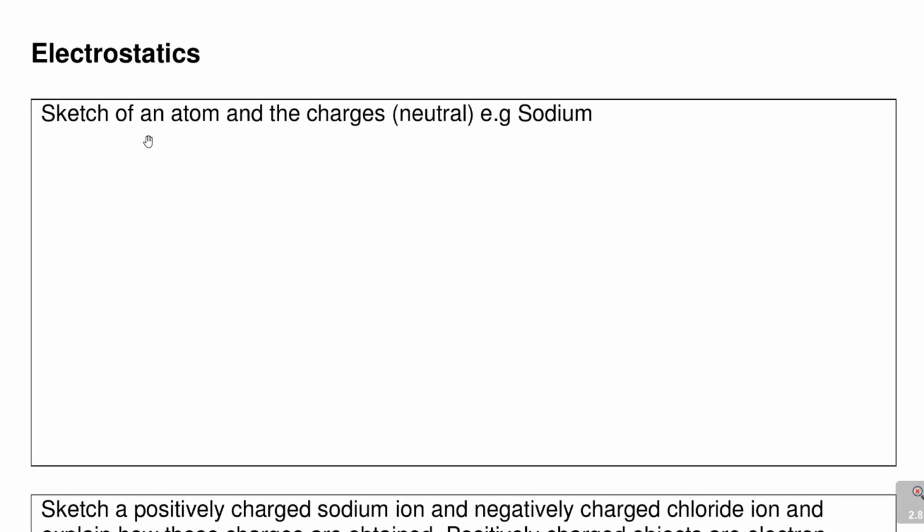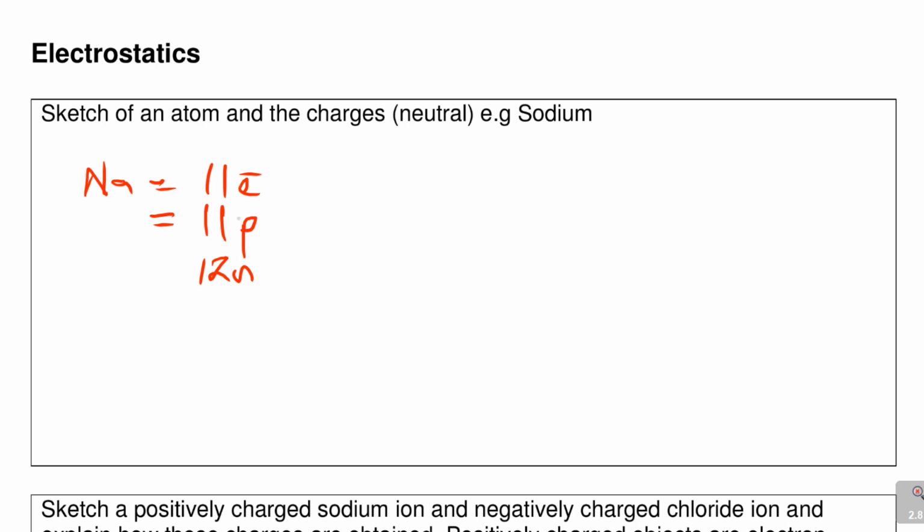It says sketch an atom and the charges of a neutral sodium. So the foundation I want to bring in here is whenever you're talking about electrostatics, you need to understand how charges are formed. For example, if I'm to sketch a neutral sodium atom, as it's saying here, sodium, as you remember, has 11 electrons. It has 11 protons, and it has 12 neutrons. So the mass number of sodium is 23.